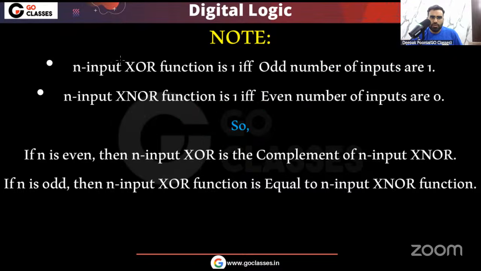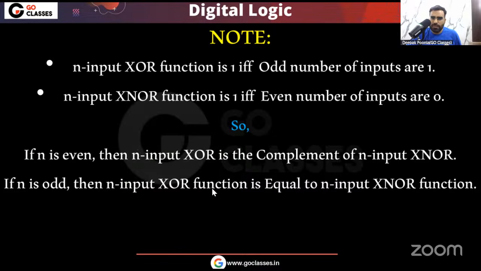So from these two results, we can easily prove these two results also. Basically, here you can see when n is even, meaning when the number of inputs is even, then n-input XOR is the complement of n-input XNOR. So remember, when the number of inputs is even, then XOR is the complement of XNOR. And when the number of inputs is odd, then XOR is equal to XNOR.